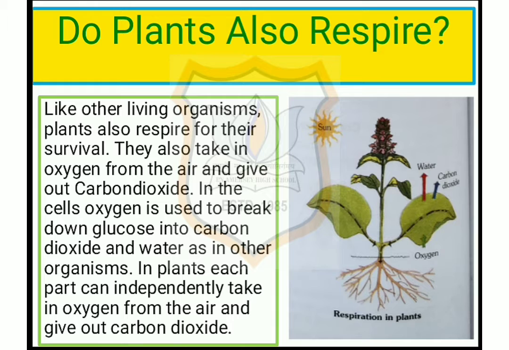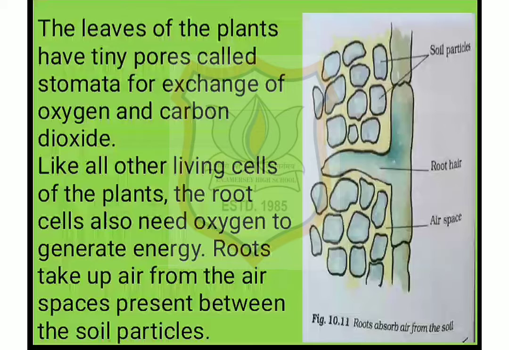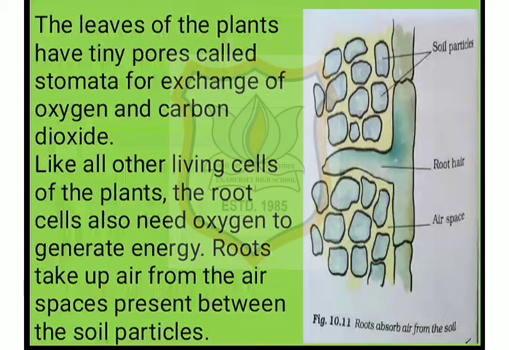In plants, each part can independently take in oxygen from the air and give out carbon dioxide. The leaves of the plants have tiny pores called stomata for exchange of oxygen and carbon dioxide. Like all other living cells of the plants, the root cells also need oxygen to generate energy. Roots take up air from the air spaces present between the soil particles. So we can say that plants also respire.